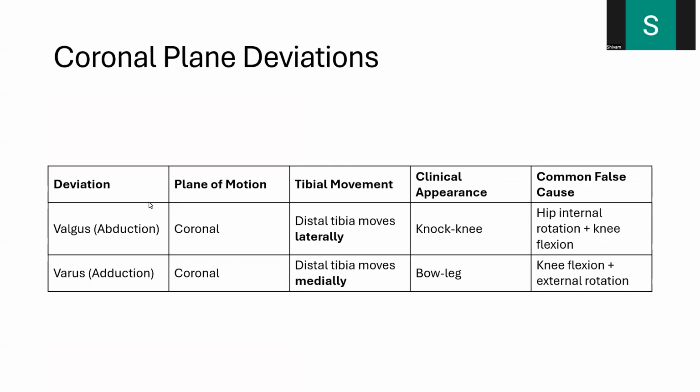Common false causes that we normally have to rule out are when the hip is in internal rotation and knee flexion, whereas in varus, knee flexion and external rotation can be a false cause for this. So this has to be ruled out before any plan is given for correction.